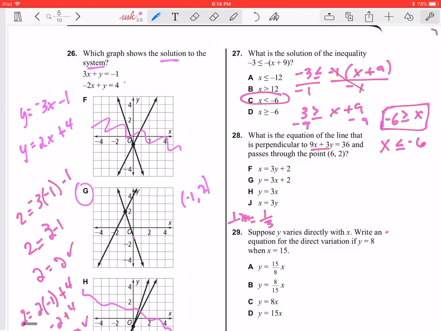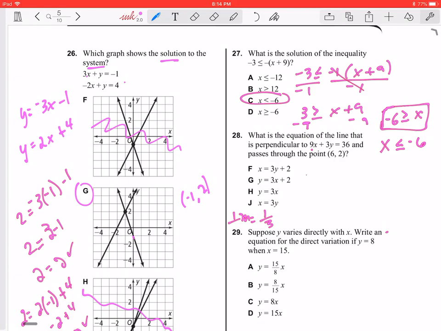So then in terms of writing our equation, yeah, it's negative b over a. Ax plus by equals c, so negative b over a. So then that'd be negative 3 over 9. I think that's what they did wrong. I think they did something weird there.